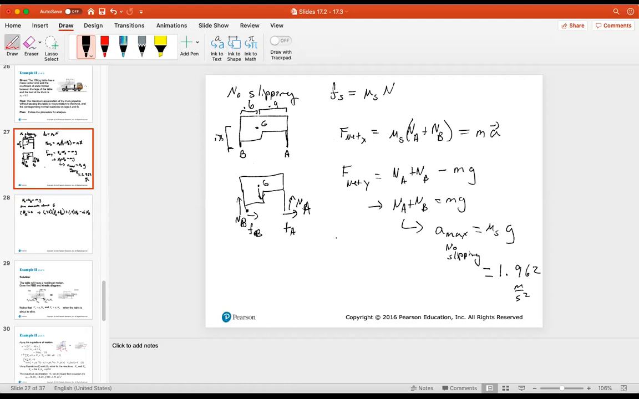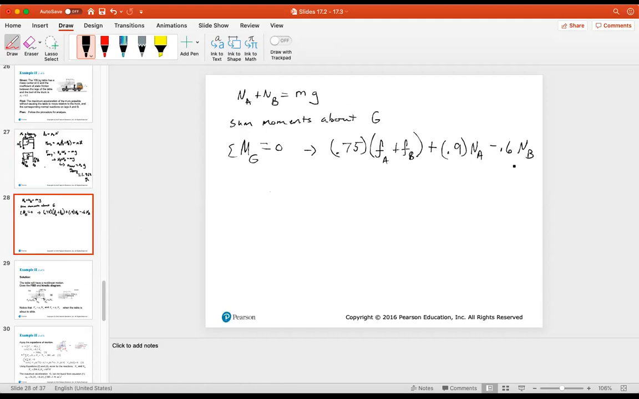Because B in the back has a perpendicular distance of 0.6, and A in the front has a perpendicular distance of 0.9 meters. So A gets the 0.9 and B gets the 0.6. And those have to add up to 0. But I know that the frictional force has to equal the mass times acceleration, which is mu s times mg.